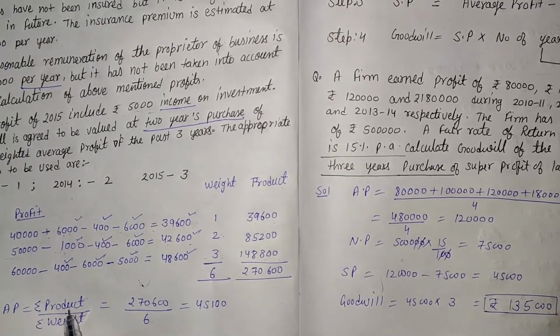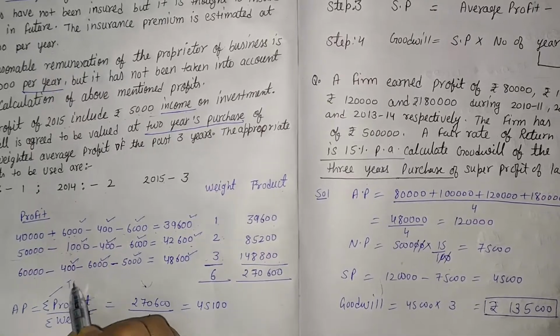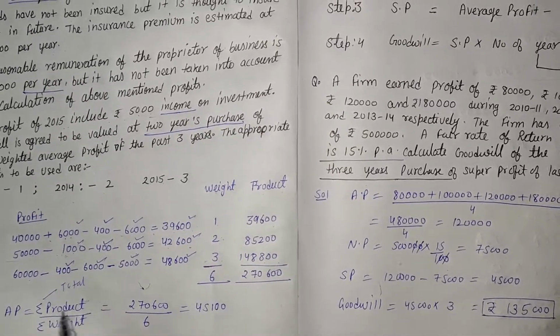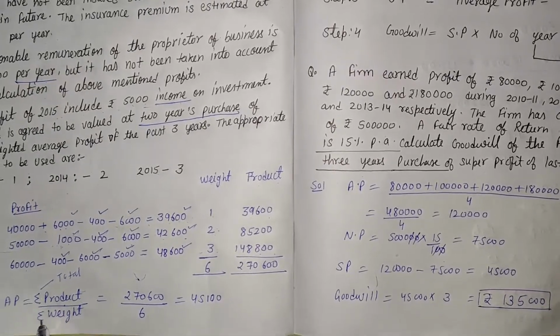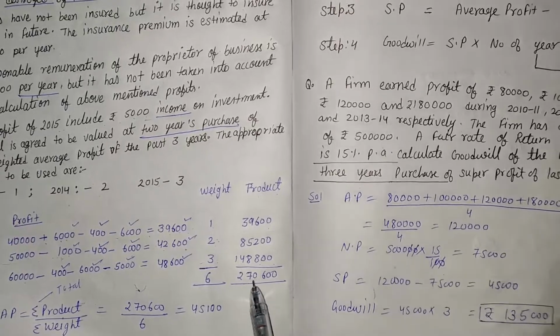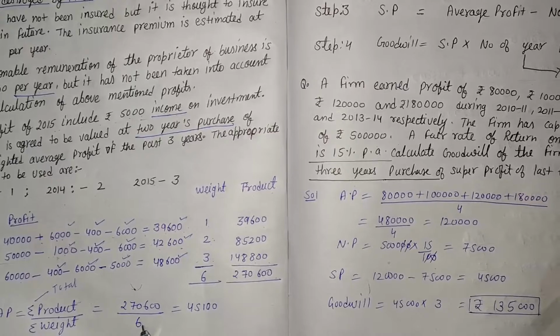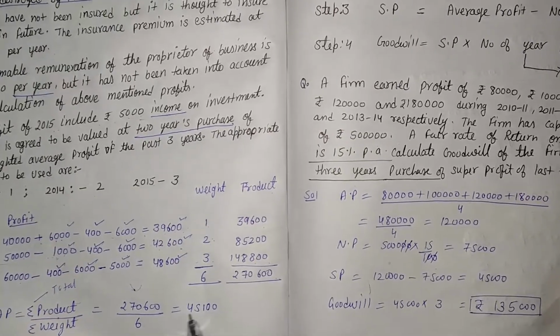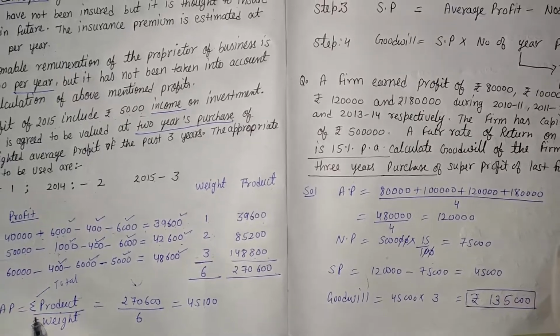And the formula of average profit is sigma product divided by sigma weight. Sigma means total or sum. Sum of product and sum of weight. Sum of product that we had already calculated, that is 2,70,600, and sum of weight, that is 6. After solving this, we are getting 45,100. That is the value of average profit.